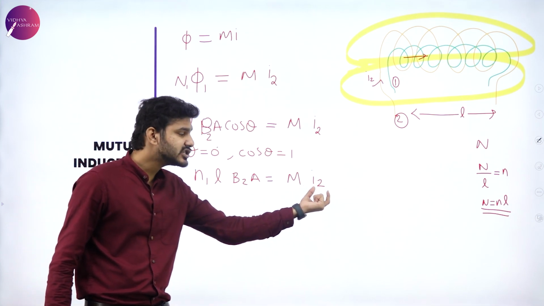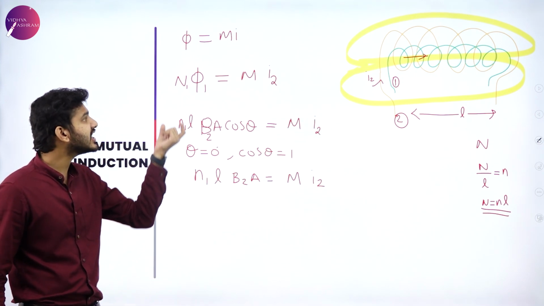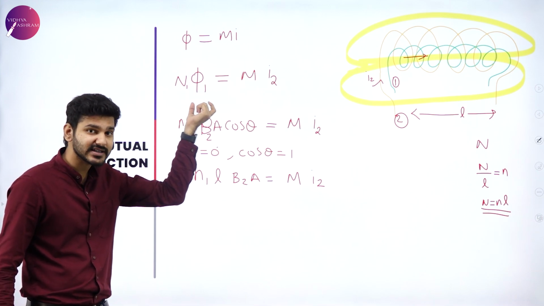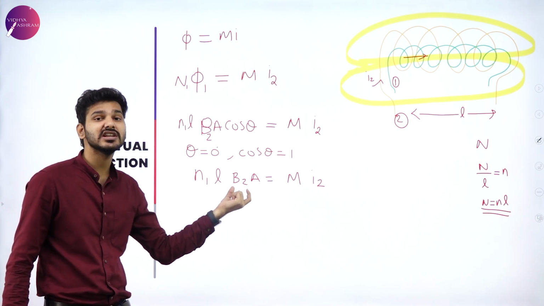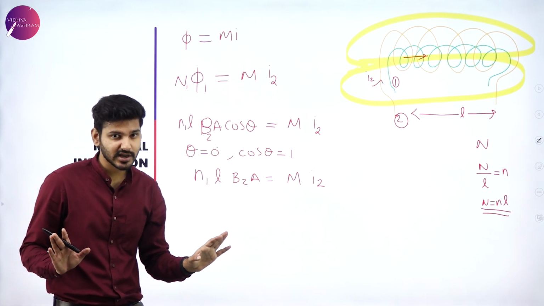That is, I2, the current flowing in the secondary coil, is producing a change in flux in the primary coil. That particular change in flux is produced by the change in magnetic field of the secondary coil. That much is clear, I hope.